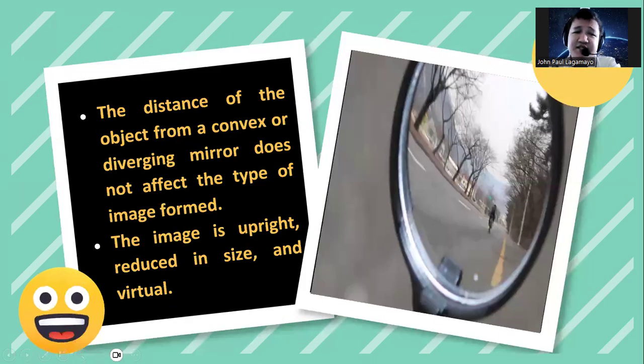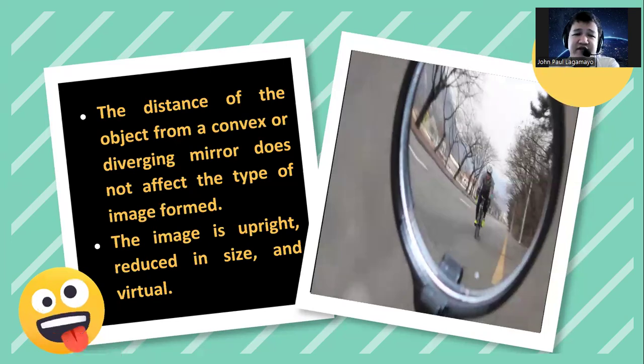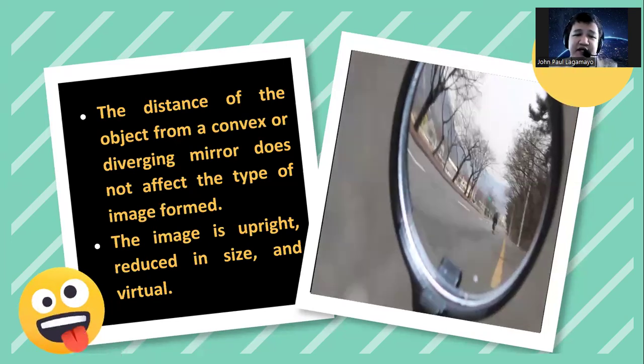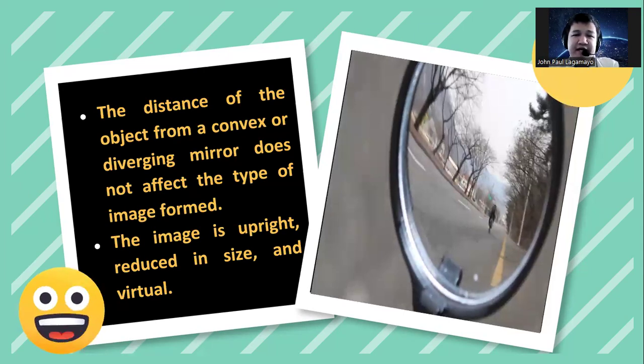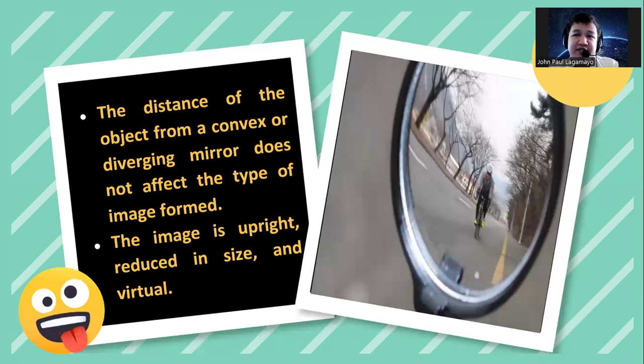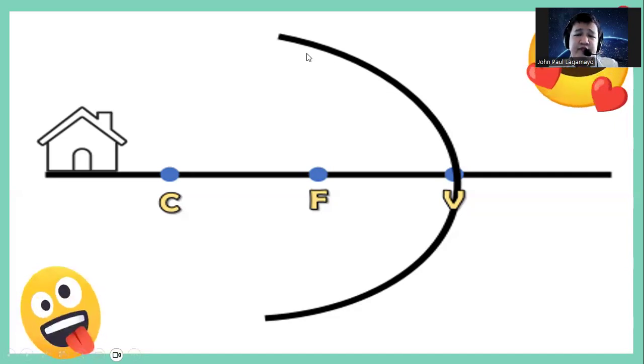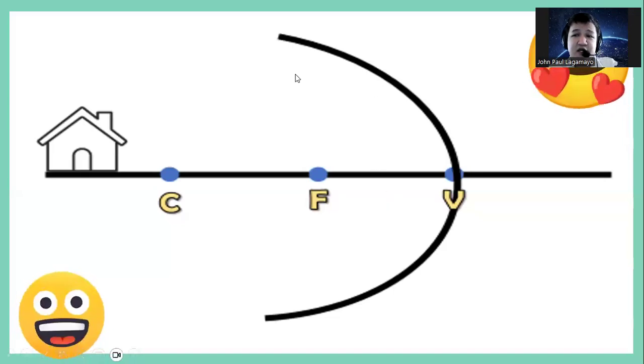Okay. The distance of the object from a convex or diverging mirror does not affect the type of the image formed. The image is upright, reduced in size, and then virtual. So later on, madidiscuss po natin yan kapag ako'y nag-ray diagramming na sa inyong board. And I'm hoping that those terms or things that you have learned today will still be applied for our tomorrow's discussion. Ayan po. So definitely dito po, nandito yung object. This is what you call as a concave or a convex mirror. This is what you call as an object and then the pattern CFV is here.